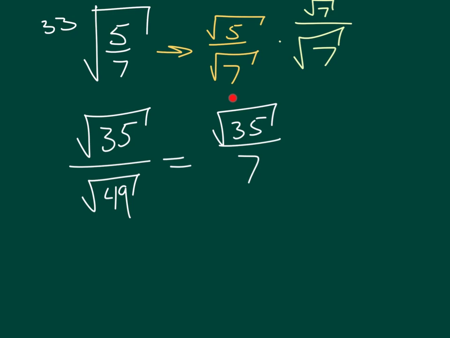Is that okay? Now we got to go through it again, though. Can we simplify the square root of 35? No, because it's just 5 times 7. Is there a radical in the denominator? No. Is there any part of a fraction we can simplify? No. All right, we're done.